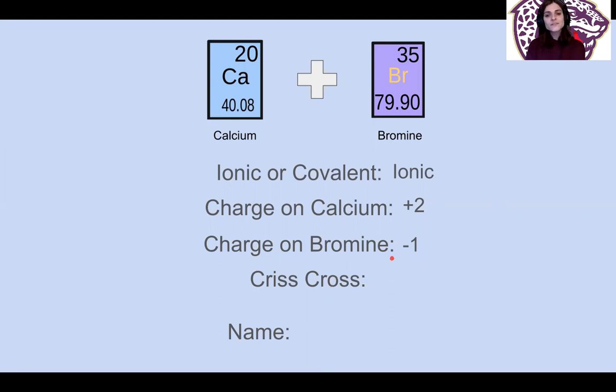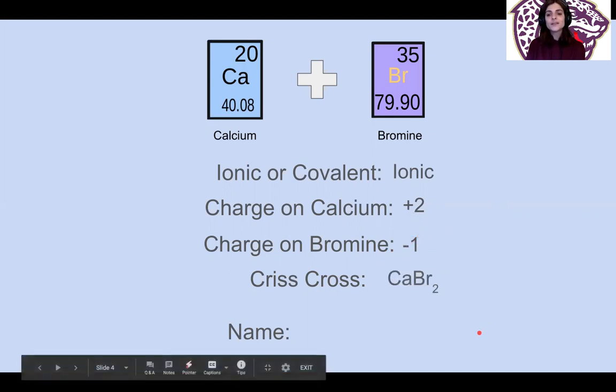Well, back to this. Let's do the crisscross with its formula. So we've got a 2 on calcium, 1 on bromine. That means it's going to be calcium and bromine 2. So calcium bromide. And I just gave you the name. Calcium bromide. No prefixes. No prefixes on its name. So it's not calcium dibromide. That's not right. All right, let's move on to another example.